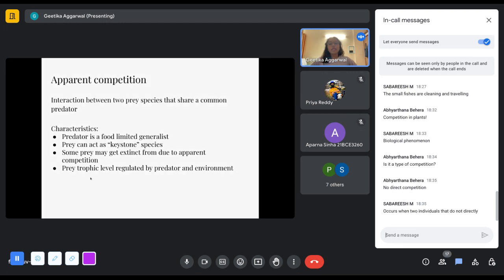And the last one would be that the prey trophic level is impacted by both the predator as well as the environment. It is not just the predator that is impacting the prey, but also the environment around it.